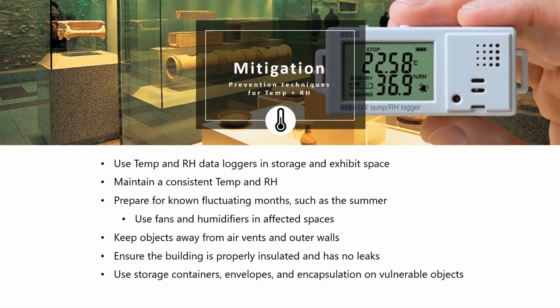Especially because I'm from Saskatchewan, our temperature and RH is different than say BC, but so long as things stay consistent, it's better. Another way is to prepare for known fluctuating months, such as the summer. So if you know the humidity in your collection storage area gets really high in the summer, be prepared for it. Have some fans and humidifiers in the space to make sure things don't get too high so mold doesn't develop and rust doesn't develop on your pieces. Another way is to keep objects away from air vents and outer walls because they tend to be a bit more drafty.